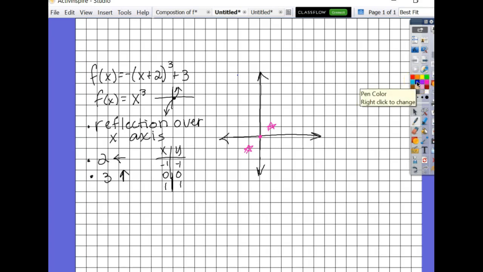So I'm going to start with the 0, 0. And can I reflect 0, 0 over the axis? I can't because it's on the axis. So I'm going to move this point 2 this way and up 3.